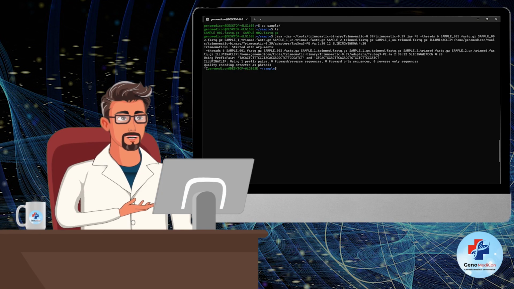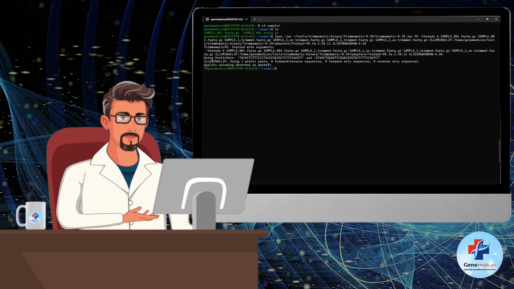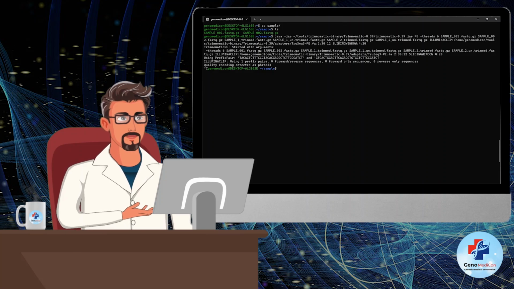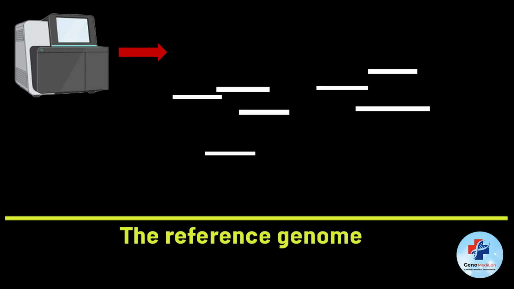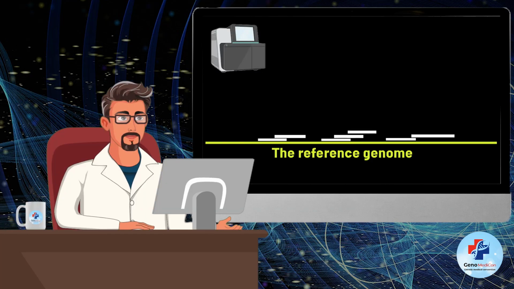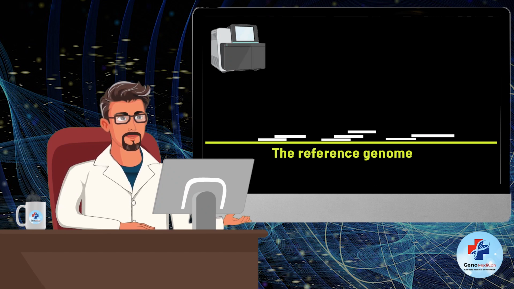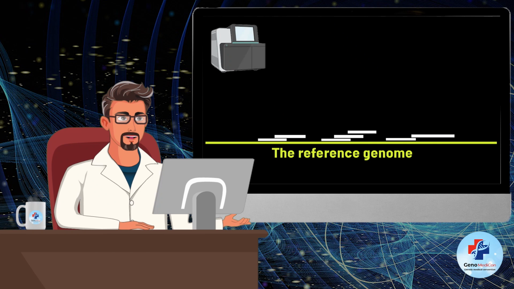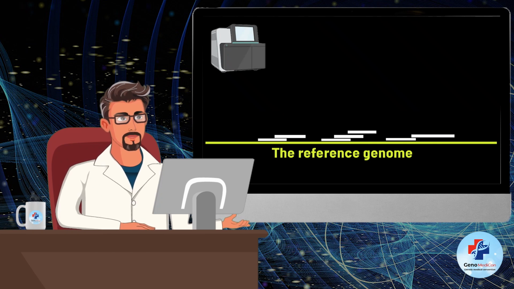Now that we've cleaned our raw sequencing data, it's time to align those reads to a reference genome. But what exactly is NGS data alignment and why is it crucial? Alignment is the process of taking millions or even billions of short reads generated by the sequencer and mapping them to a reference genome. This step allows us to identify where each read originated and is fundamental for downstream processes like variant calling. But alignment isn't always straightforward.